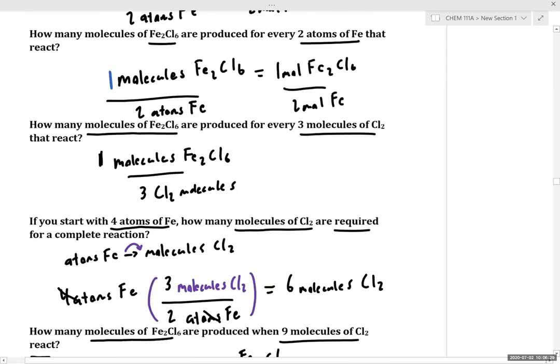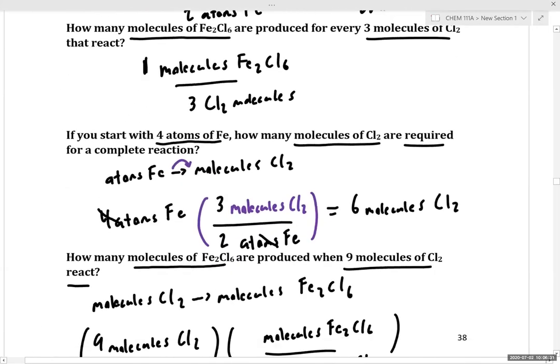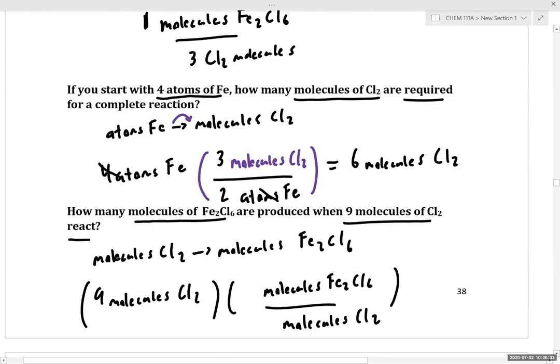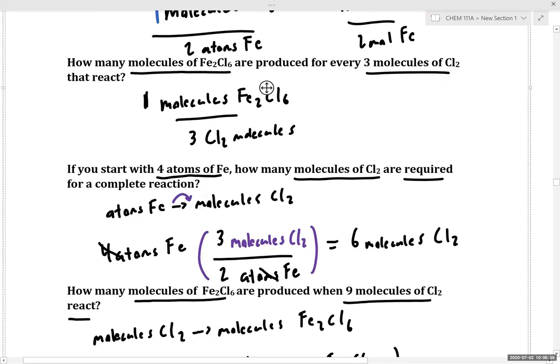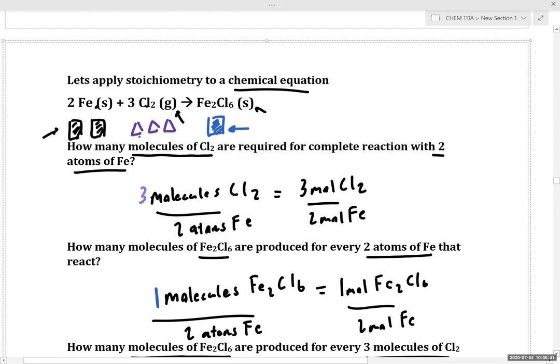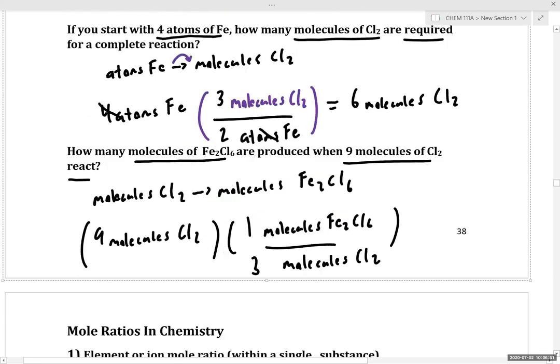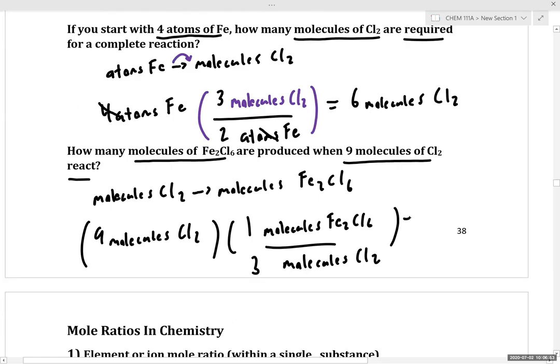Oops, let me zoom in a little bit. So what's our ratio of product to chlorine? 1 to 3. Where did we get our 1 to 3 ratio from? If we look at our chemical equation, we have 1 molecule of product for every 3 molecules of chlorine. Okay, and that in turn gives us 3 molecules of product.